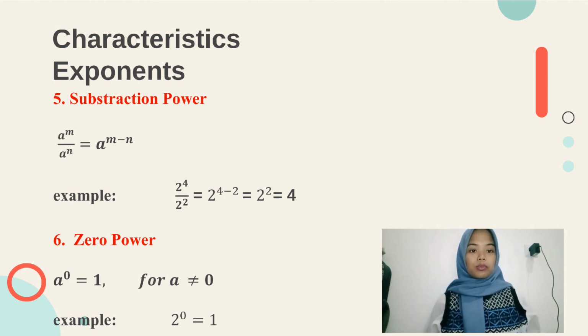Number 6. Zero power. Every number to the power of 0 is worth 1. Note that the value of a cannot be equal to 0. For example, 2 to the 0 is 1.